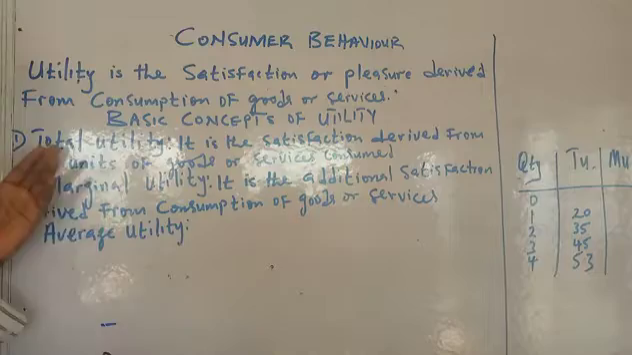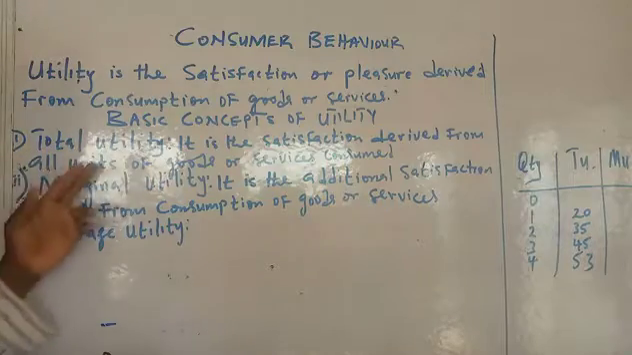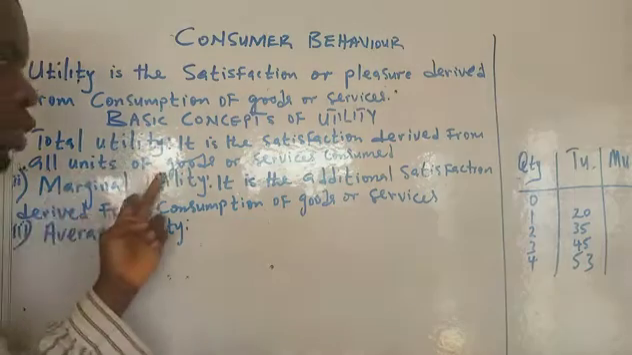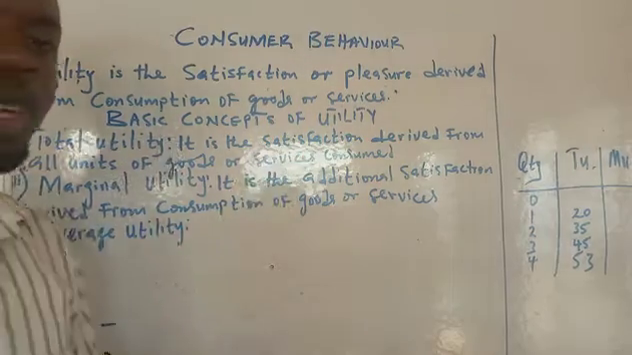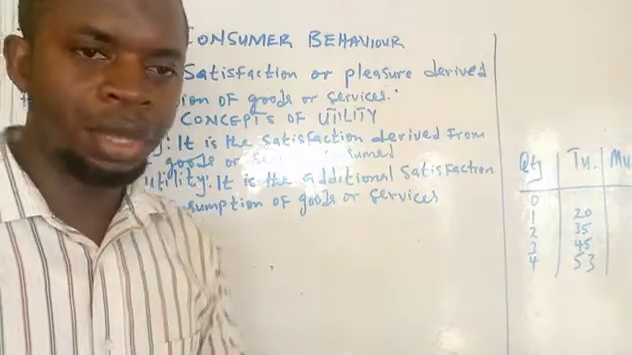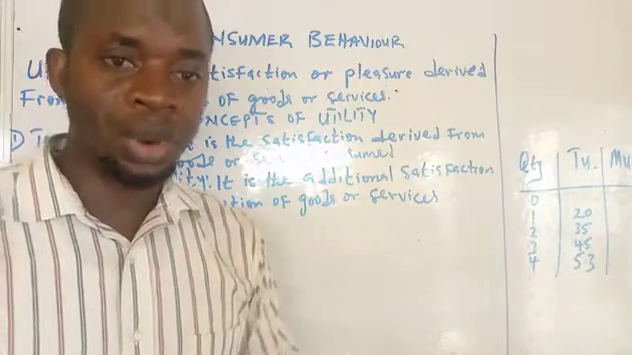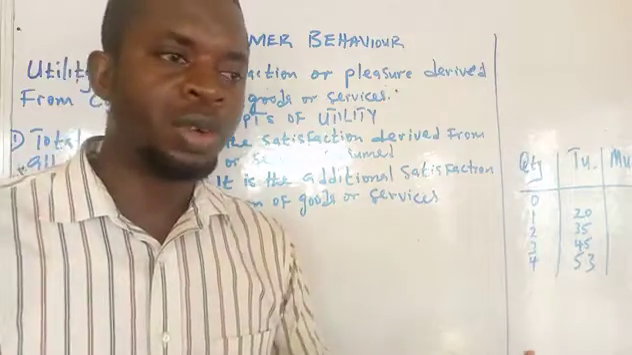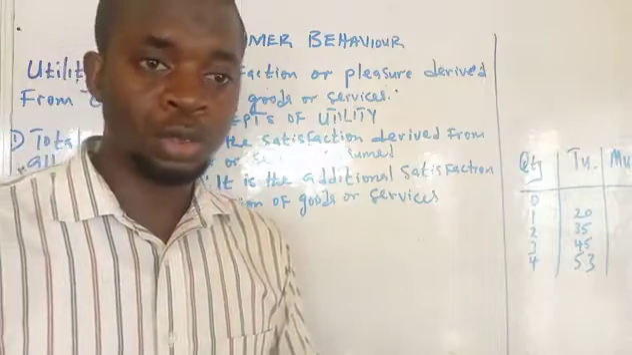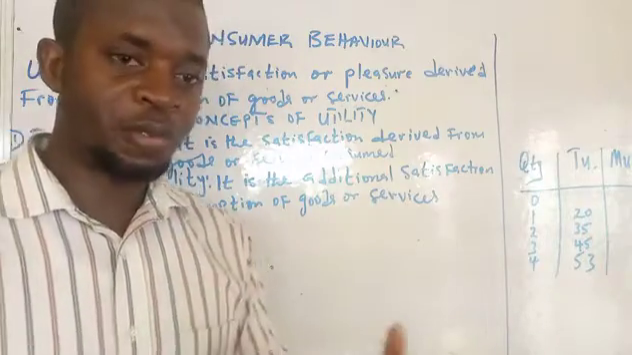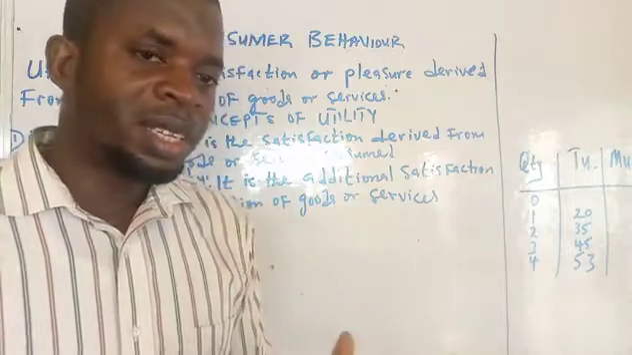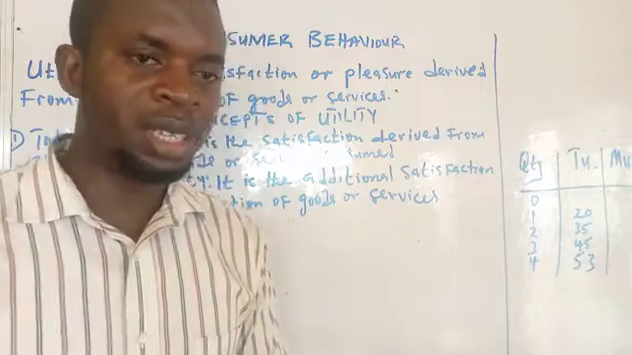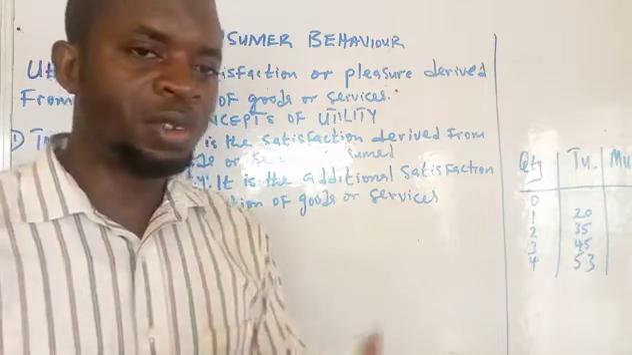Then we have total utility. Total utility is the satisfaction derived from all units of goods or services consumed. For instance, you are hungry, then you want to take bread. Don't forget that when you are taking bread, maybe you have like five loaves of bread. Then you take the first loaf of bread, you take the second loaf of bread, the third loaf of bread, the fourth loaf of bread, the fifth loaf of bread.